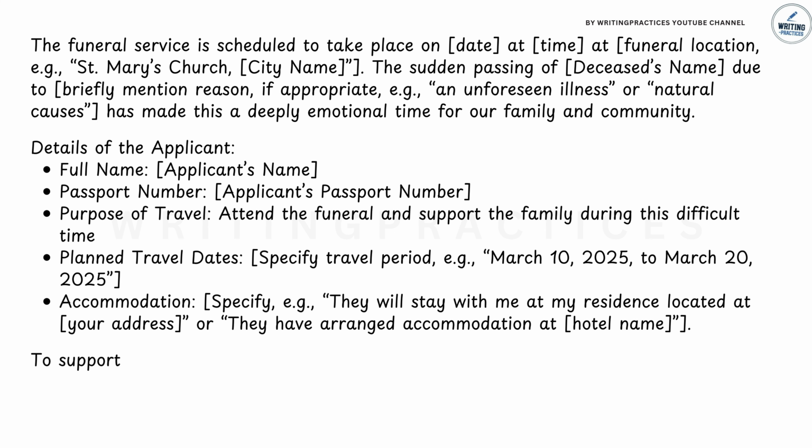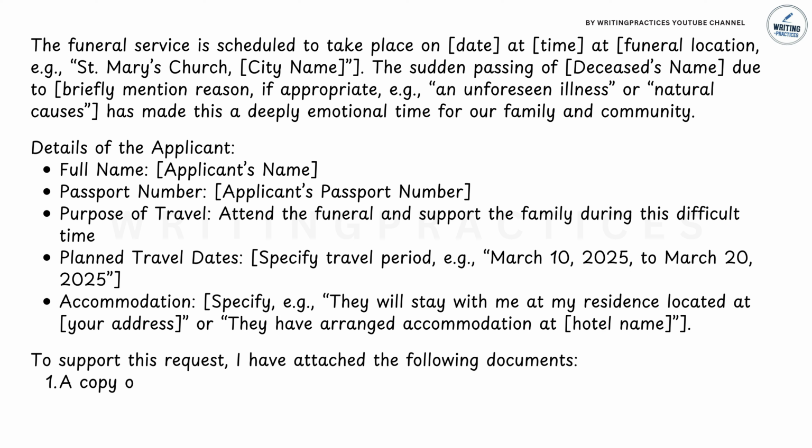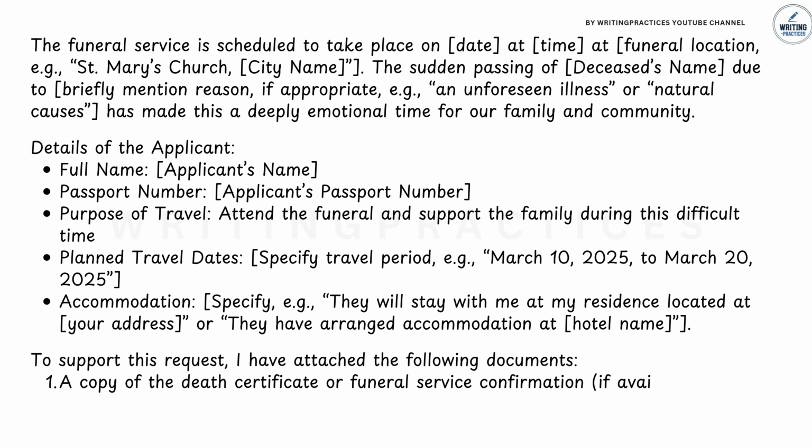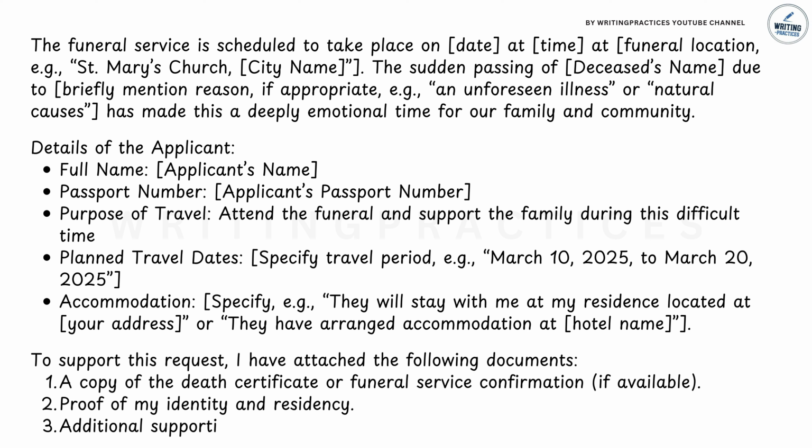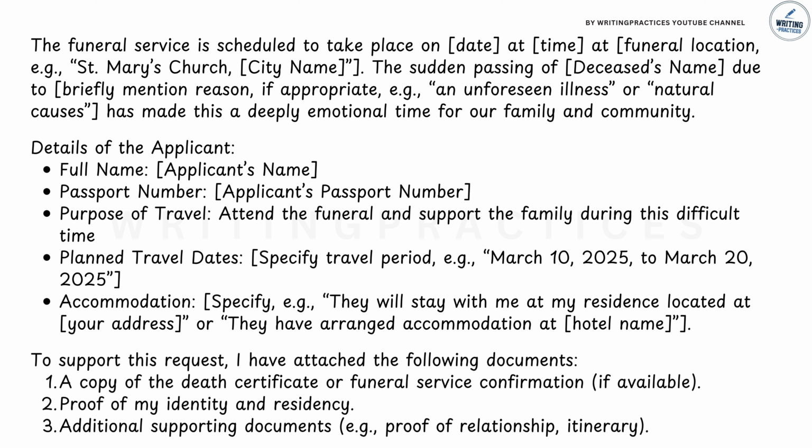Supporting documentation. In the next paragraph, mention the documents you are attaching to support the visa application. These might include a death certificate, proof of your relationship with the applicant, and proof of your identity and residency. For example, to support this request, I have attached the following documents. First, a copy of the death certificate or funeral service confirmation. Second, proof of my identity and residency. Third, additional supporting documents such as proof of relationship and the applicant's itinerary. These attachments substantiate your claims and make the application stronger.